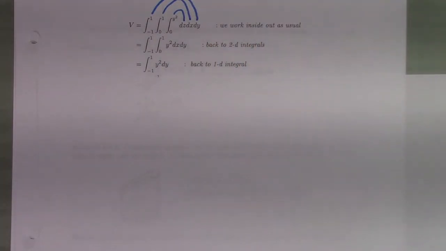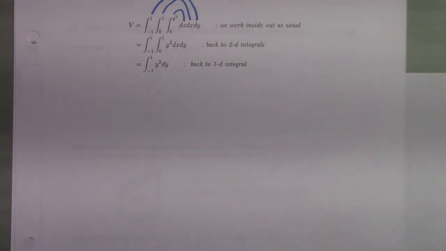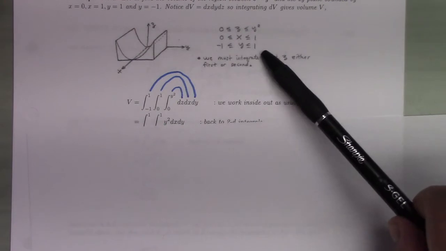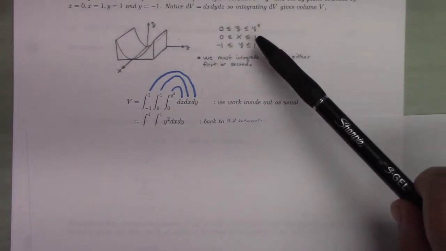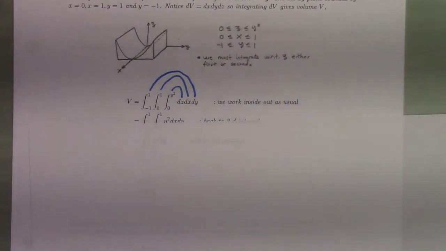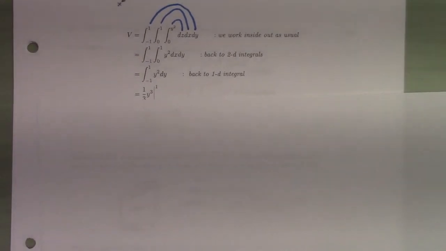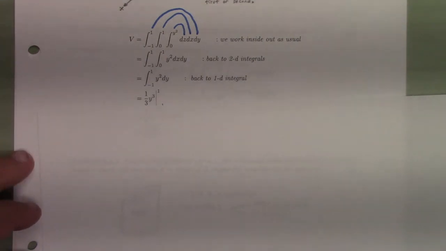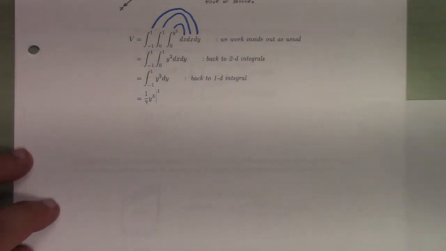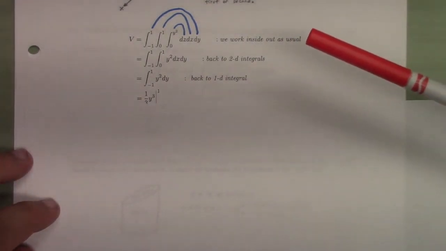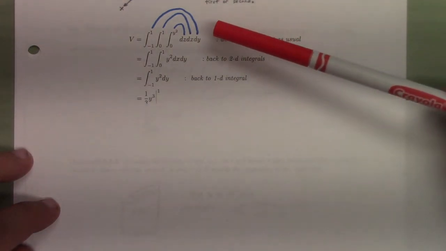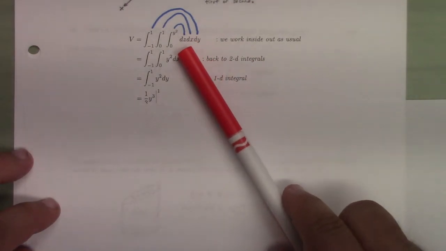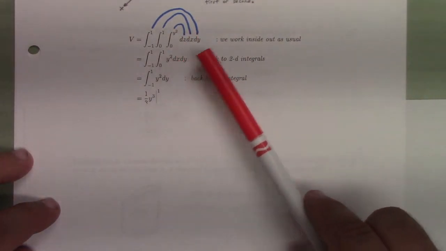Again, corresponding to what was given in the problem, y goes between minus 1 and 1, x goes between 0 and 1, and z goes between 0 and y squared. So then we do that integral. The z integral just integrates to z, and then you evaluate z from 0 to y squared, and you just get y squared.